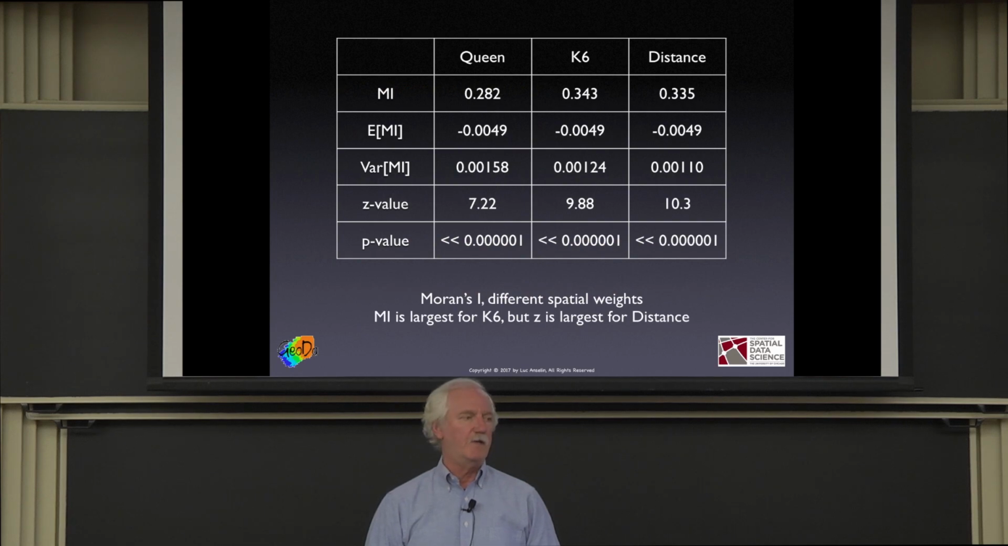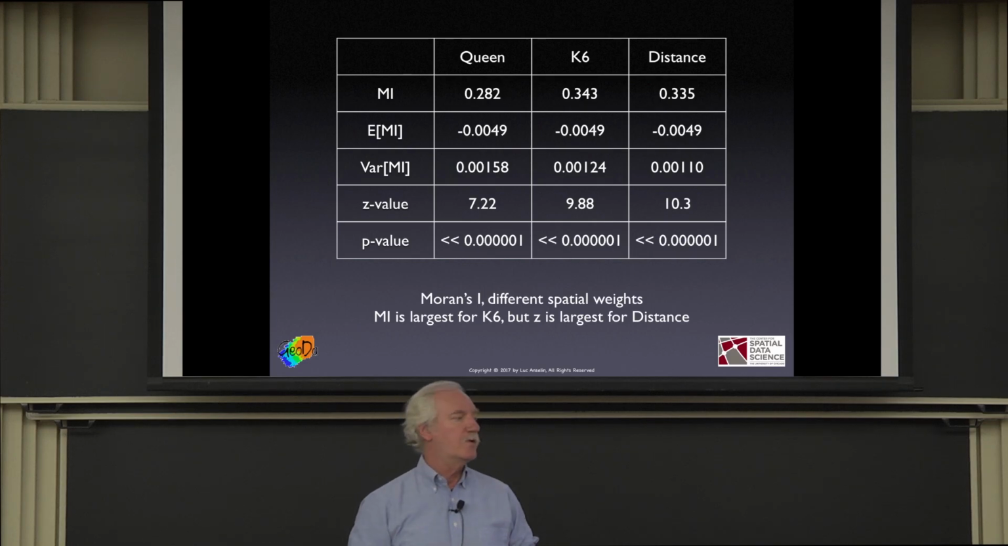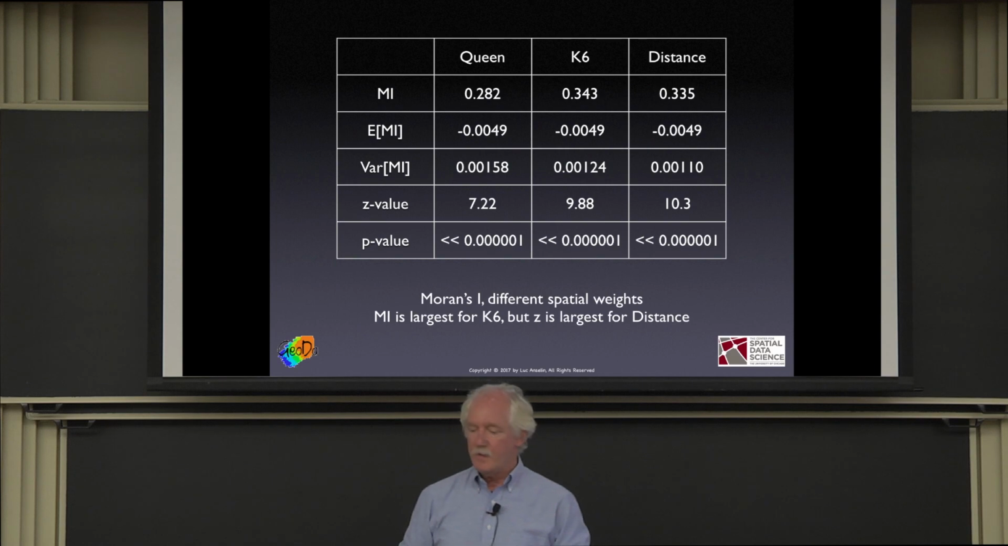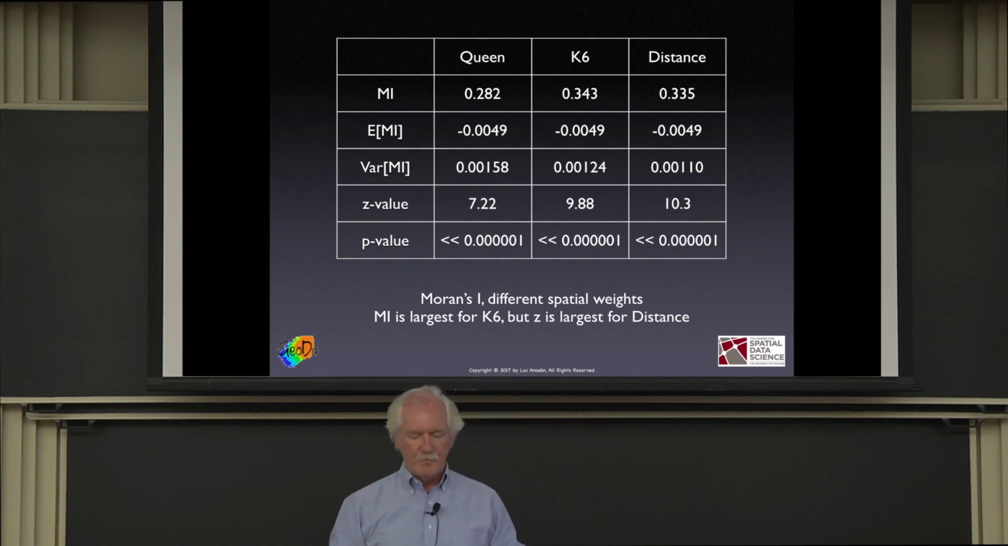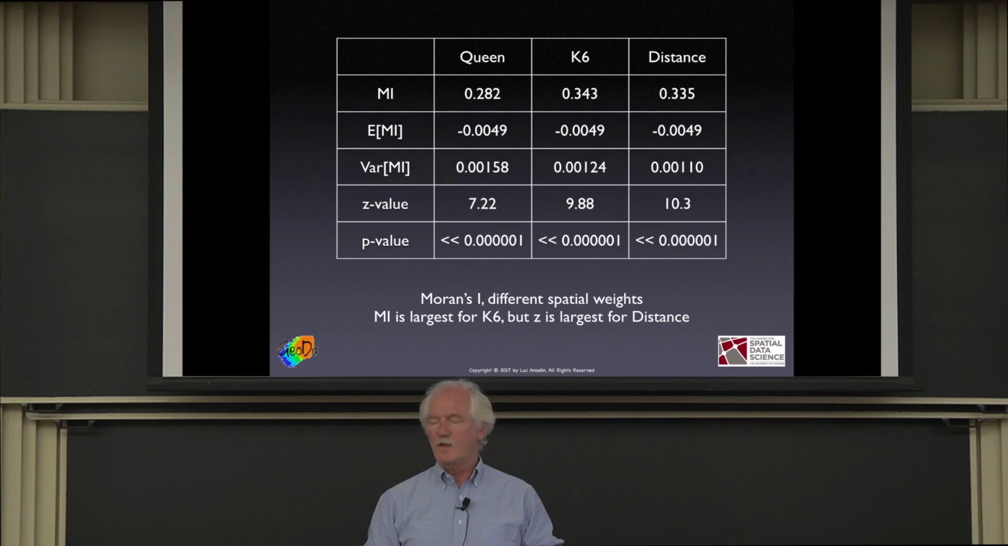And just to illustrate this, this is the same data, 3 different weights. So the top row gives you Moran's I. They're all pretty much in the same ballpark. They're a little bit different. And you would think that based on this value of Moran's I, the one given by the K6 nearest neighbors is the strongest evidence of spatial autocorrelation.